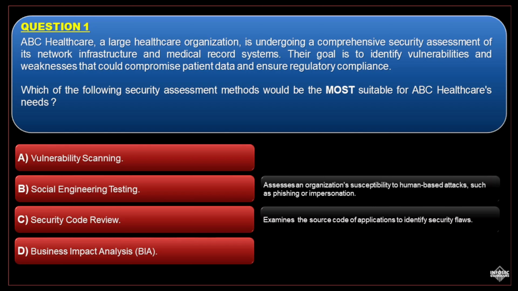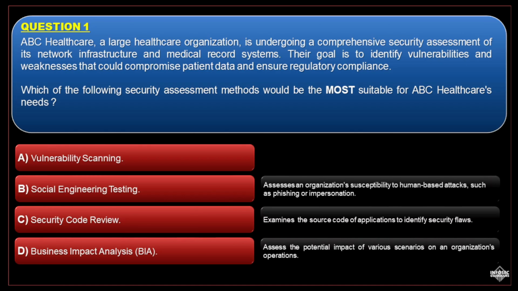This is valuable for application security, but may not be the primary method for assessing network infrastructure and medical record systems. Option D, business impact analysis, BIA, is a process used to assess the potential impact of various scenarios on an organization's operations, including financial and operational aspects. BIA is important, but is not a security assessment method for identifying vulnerabilities in network infrastructure and medical record systems.